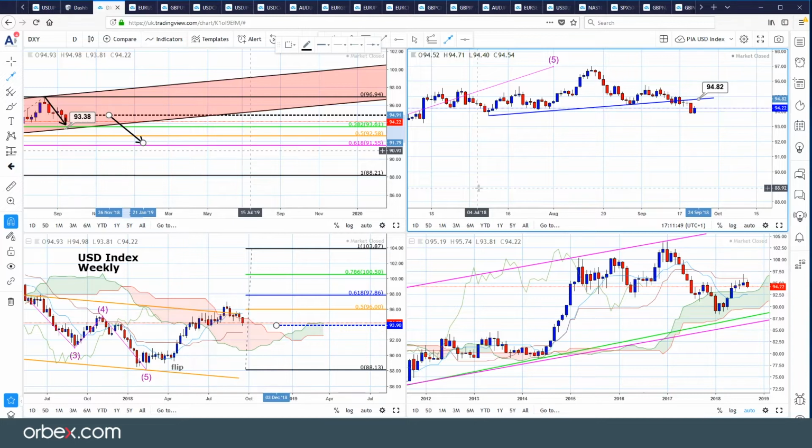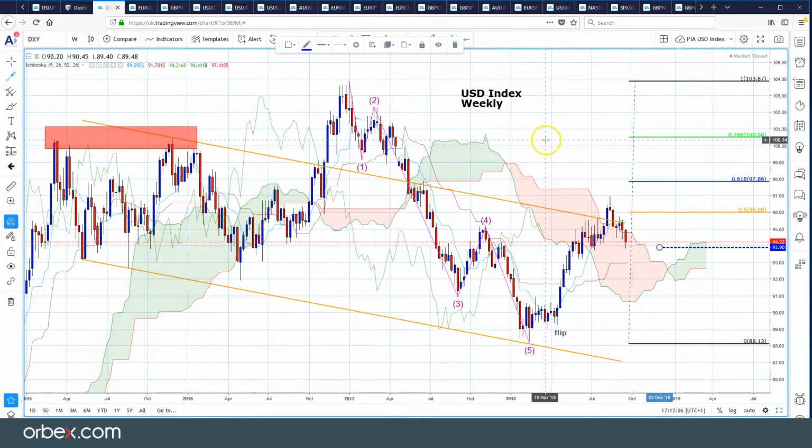As always, we're going to concentrate on the dollar index, then break down into the FX majors to highlight what we're expecting or what we're looking for this week and where we have our bespoke support and resistance levels. So I'm going to start off with the dollar index.